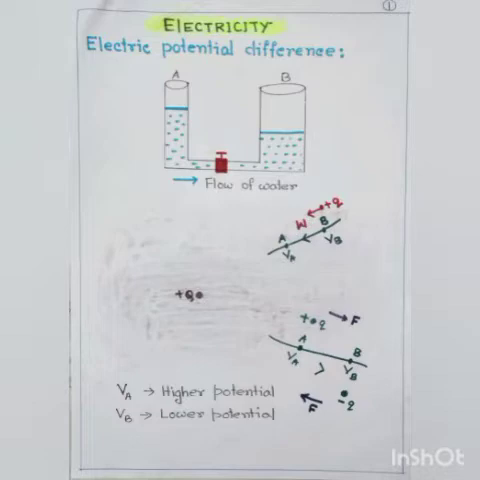Now if we open the valve, what will happen? The water will flow from arm A to arm B. Now this flow of water will continue till the water level in both the arms of the vessel becomes equal, or there is no pressure difference between the two arms. So from this activity we can conclude water flows from higher pressure to lower pressure region.